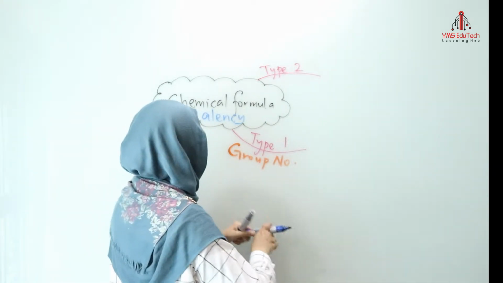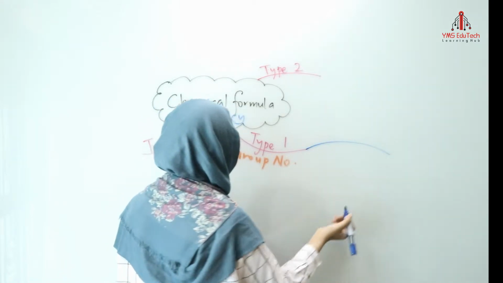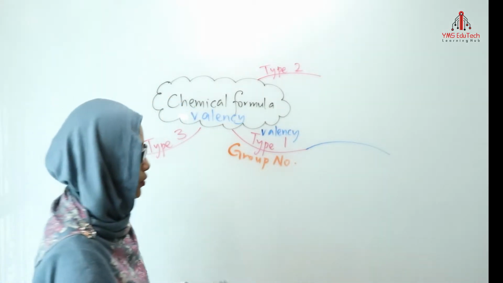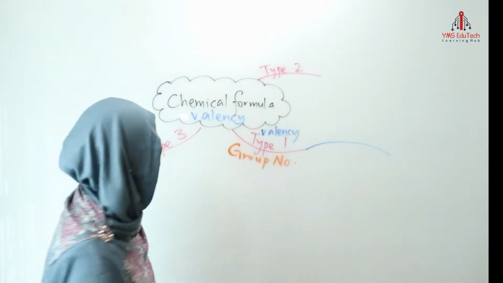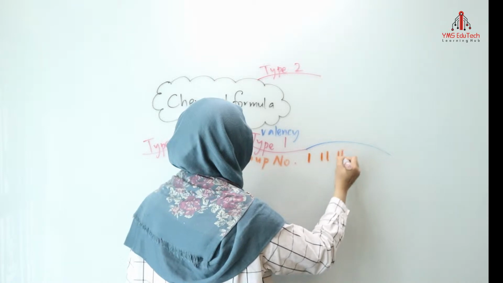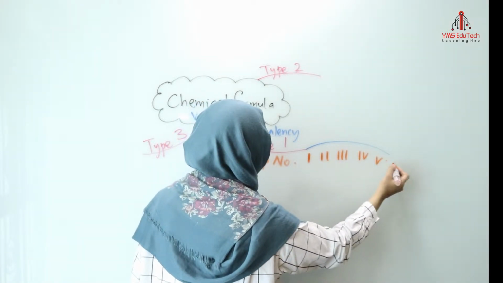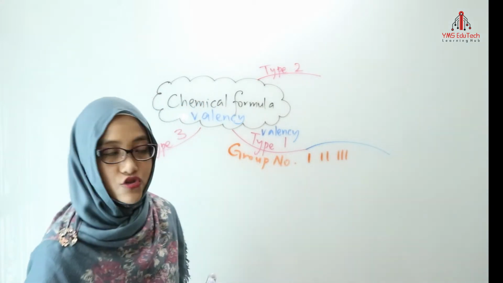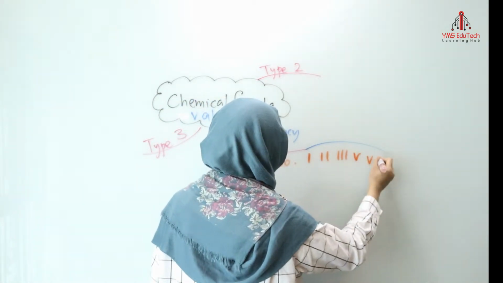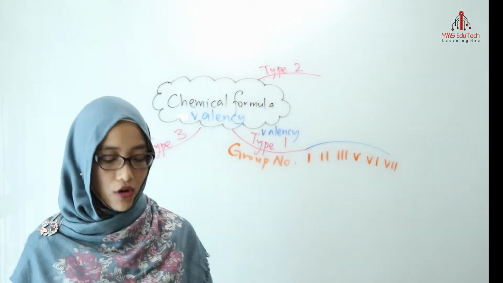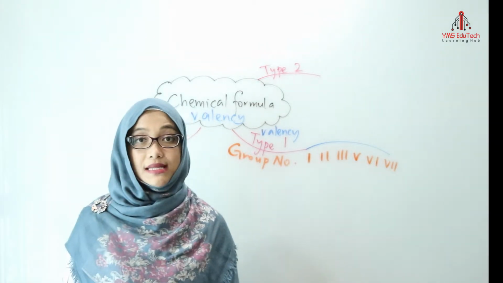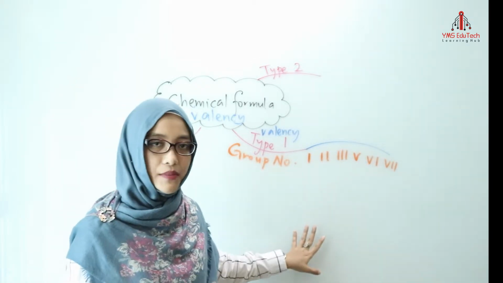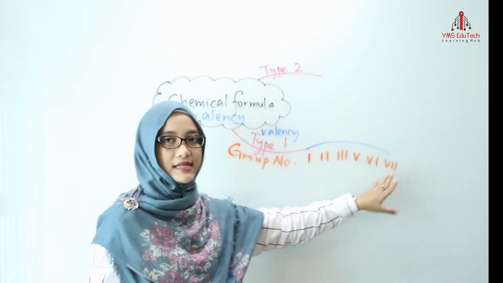And how do we do that? Okay, so type 1 valency, I'm going to write valency here so you can see. Valency, group number. So what are the various group numbers we have on our periodic table? We have group 1, 2, 3, 4, 5. I'm not going to touch on 4 because 4 is special. I'm going to skip 4 and go straight to 5, 6, 7. Group 0 or group 8 is not involved in this because group 0 elements are noble gases. They are stable, so they are not required to form any bonds with any elements. So we have group 1, 2, 3, 5, 6, 7.